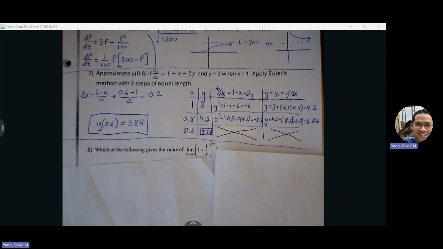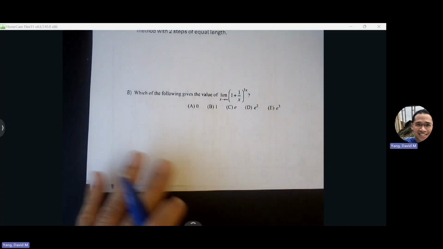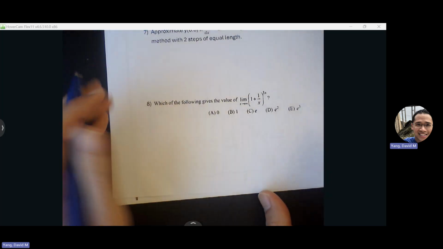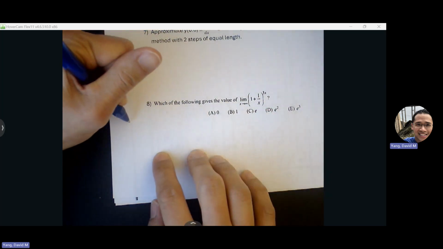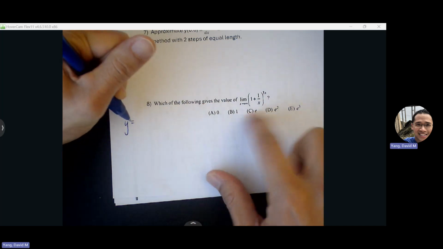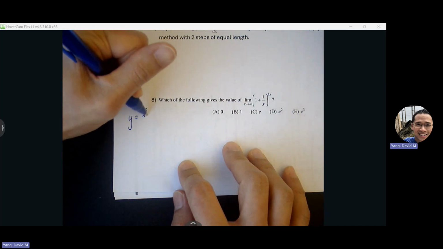Are you okay with 7? Number 8. Okay, so we know this is going to be working towards L'Hopital's, but we have to get there first. So let's assign this to be our y value.